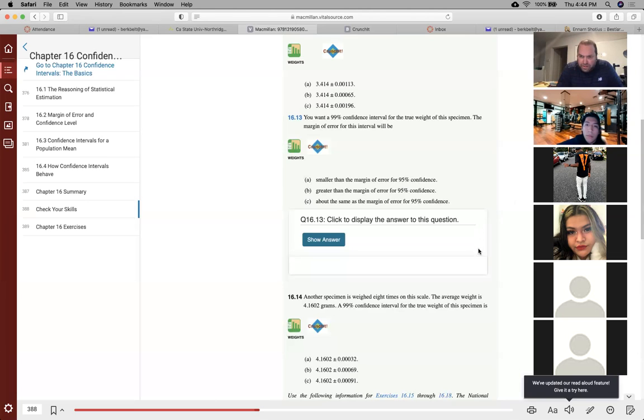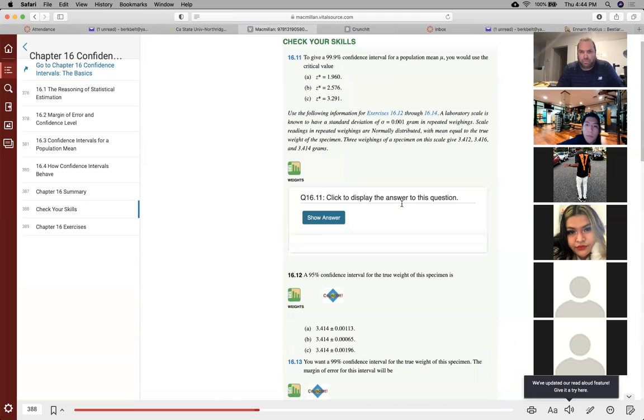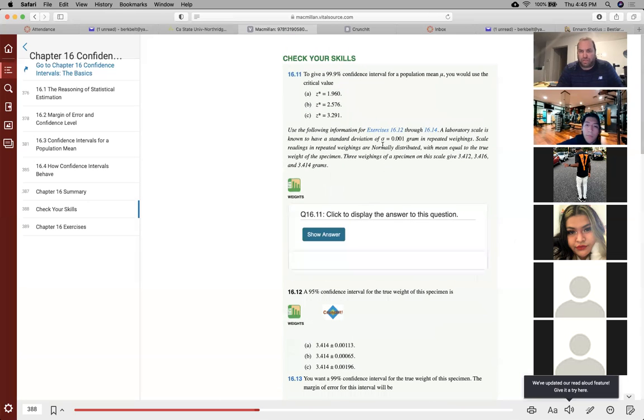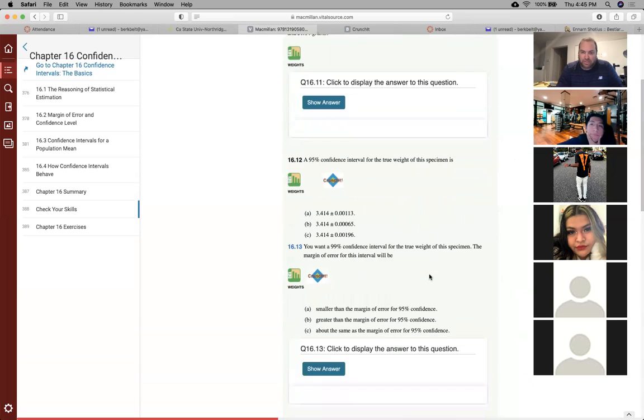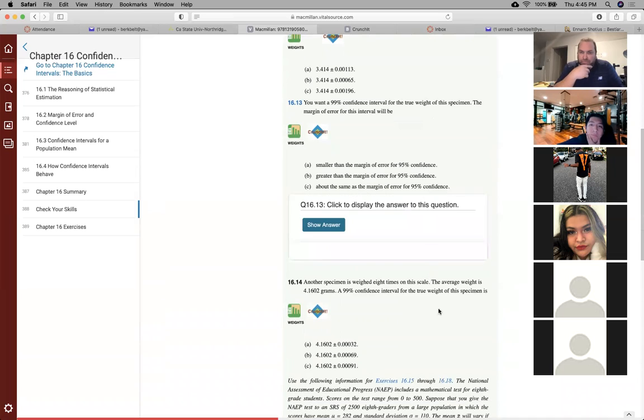But they don't provide us with sigma or n. Yes, they do, right here. Well, first of all, they do provide you with sigma. They say it right there. Sigma equals 0.001. This is exercise 12 through 14. And then they do provide you with n. If you read the question, they might not say n equals, but they give you enough information to find it.